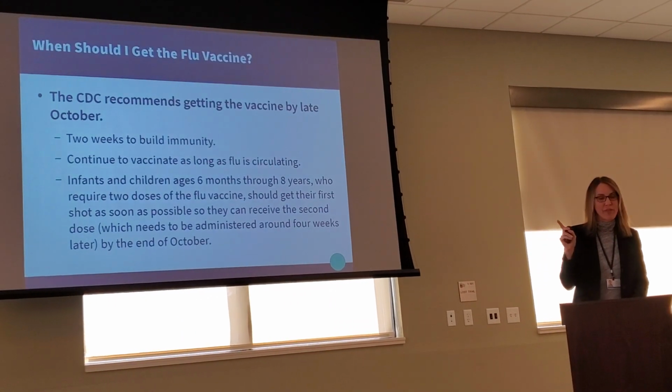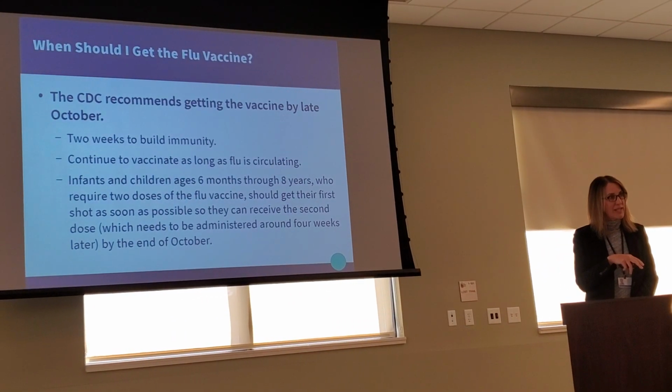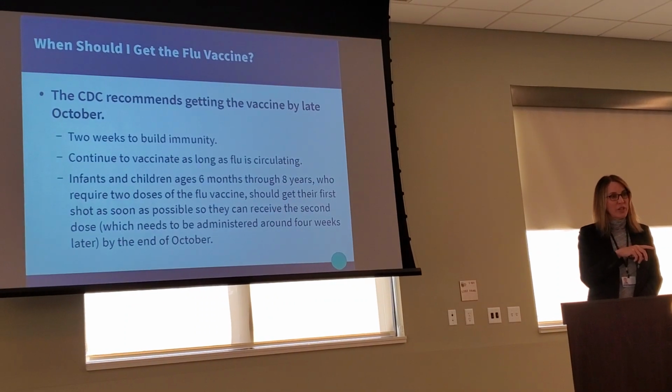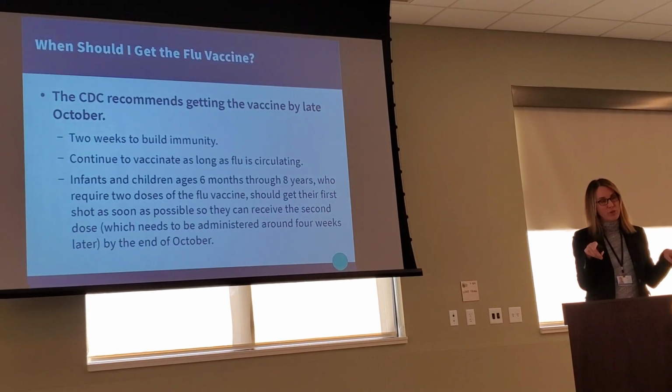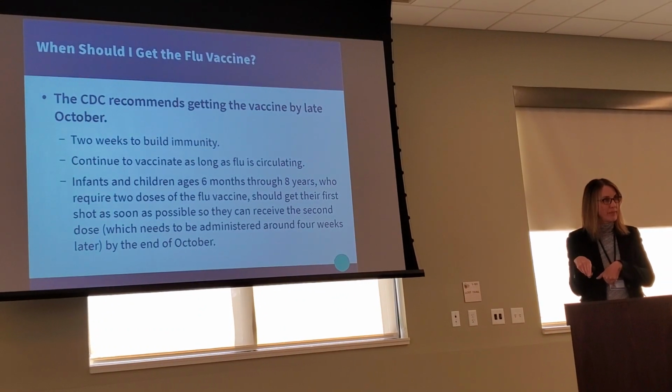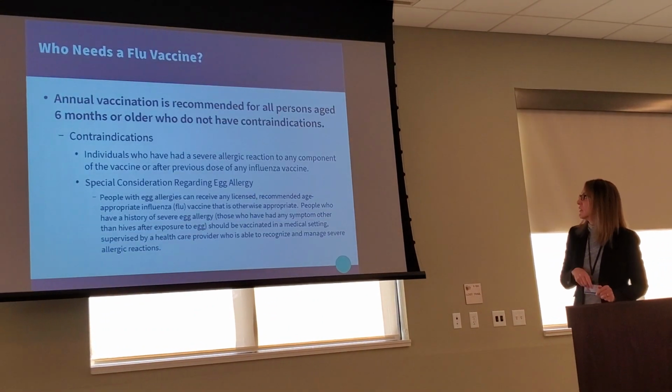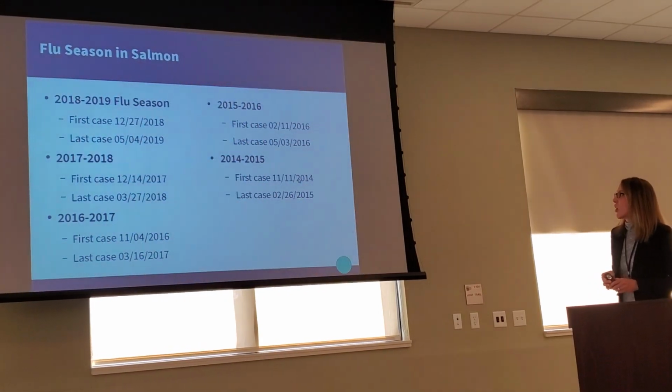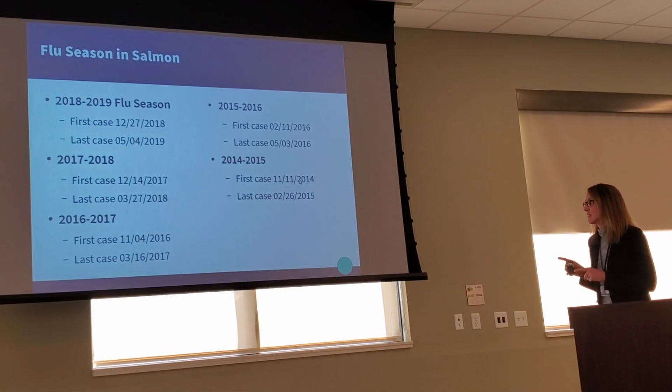Little kids who have not had 2 doses of flu vaccine might want to start earlier, because they have to have 2 flu shots 4 weeks apart. So we want to make sure that they have immunity before the end of October. Okay, and so this slide, I can't take credit for.